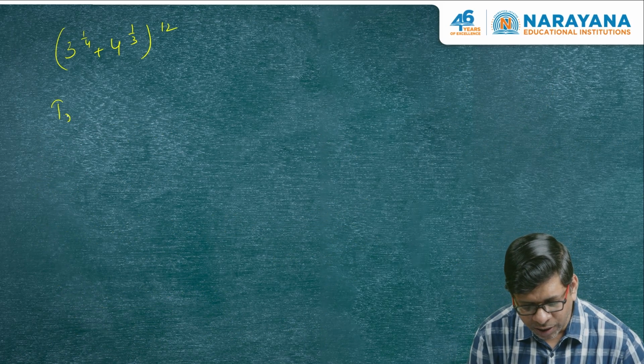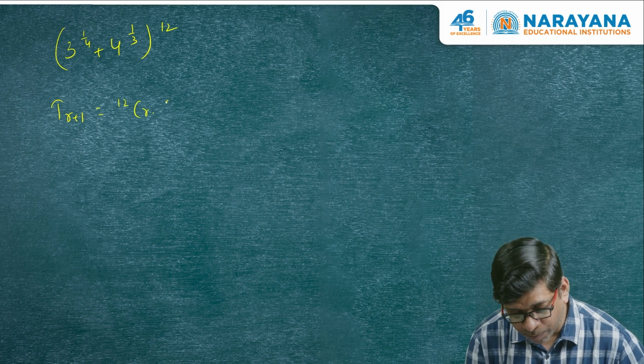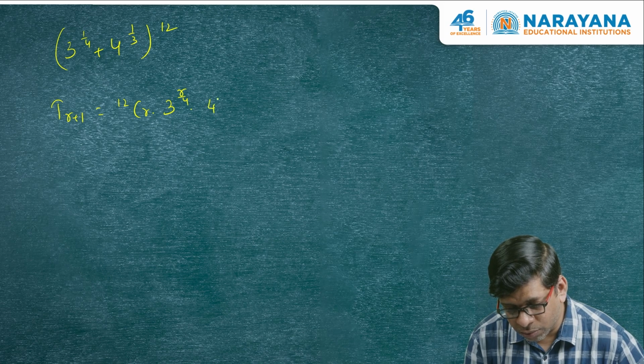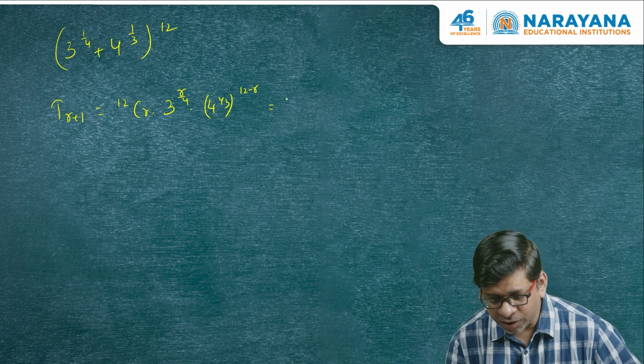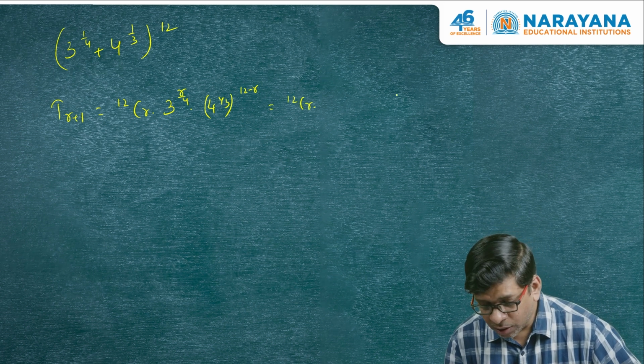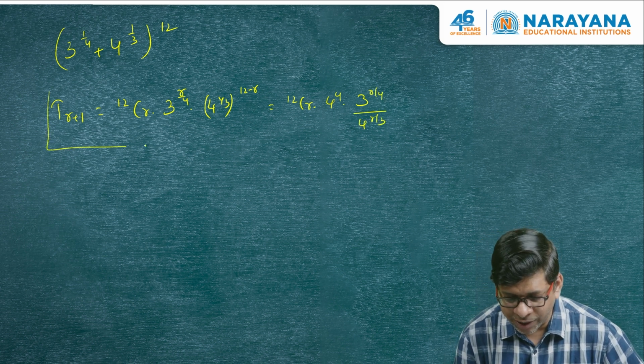So what is any general term here? T(r+1) is nCr, first term power r, second term power n minus r. Or we can interchange: first term power n minus r, second term power r, which is the same as 12Cr into 3 power (12 minus r) by 4 into 4 power r by 3. This is T(r+1), any general term.